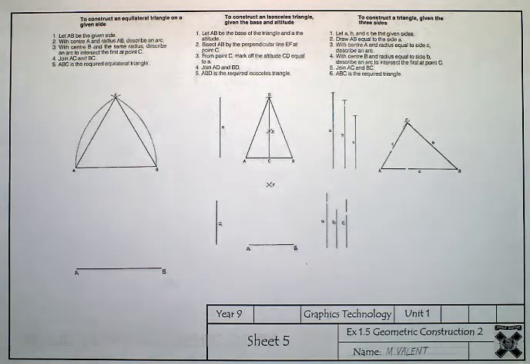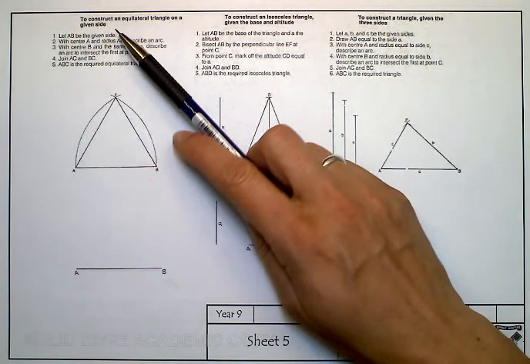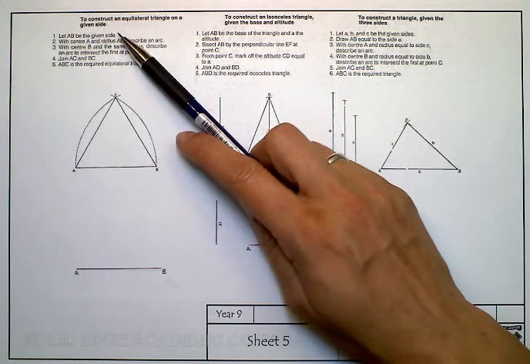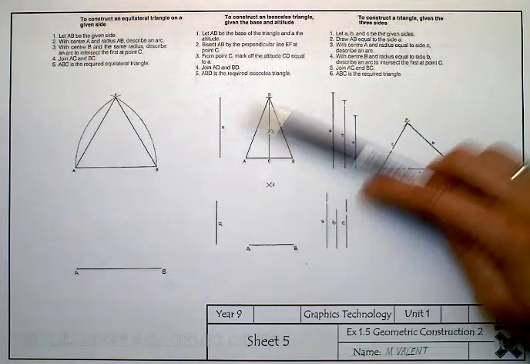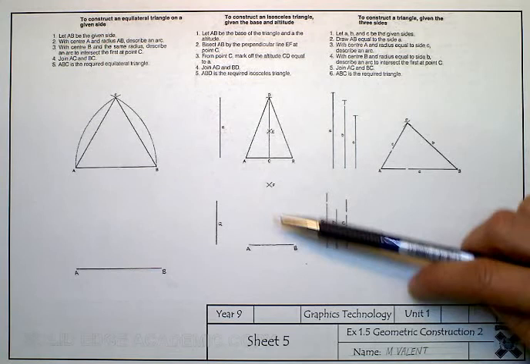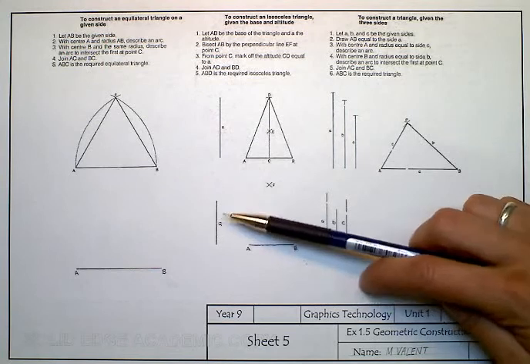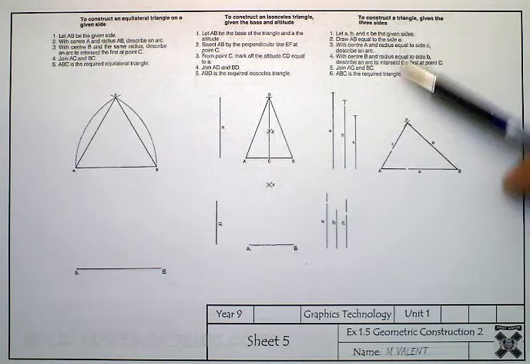This is exercise 1.5, geometric construction 2. In this exercise, you're going to construct an equilateral triangle on a given side, to construct an isosceles triangle given the base and altitude, and to construct a triangle given the three sides.